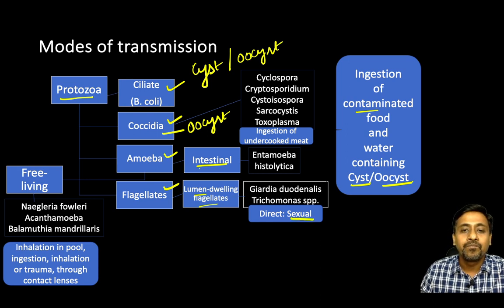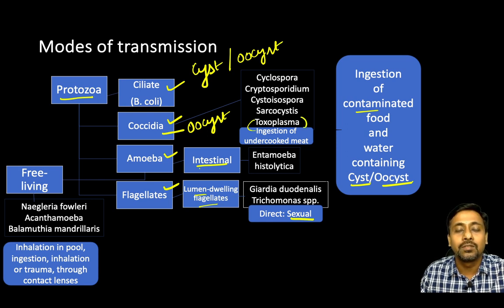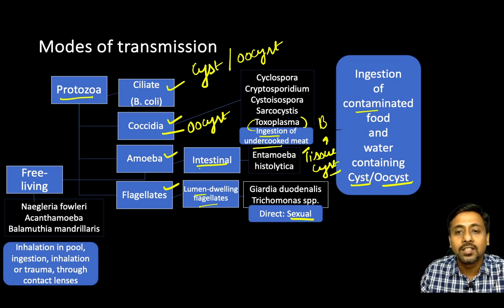Okay, and in case of Toxoplasma, apart from transmitting via ingestion of contaminated food and water containing oocyst, it can also be transmitted by ingestion of undercooked meat containing tissue cyst. If you remember, the tissue cyst basically contains bradyzoite. Okay.